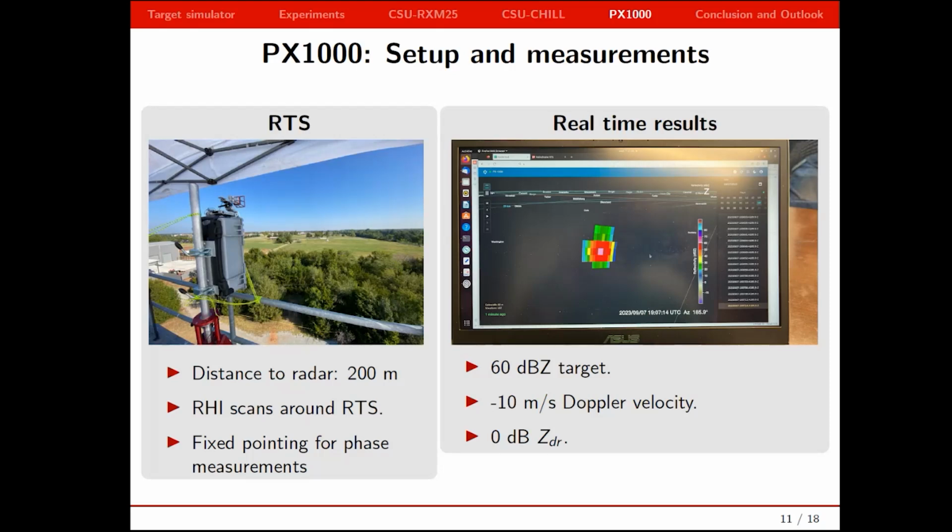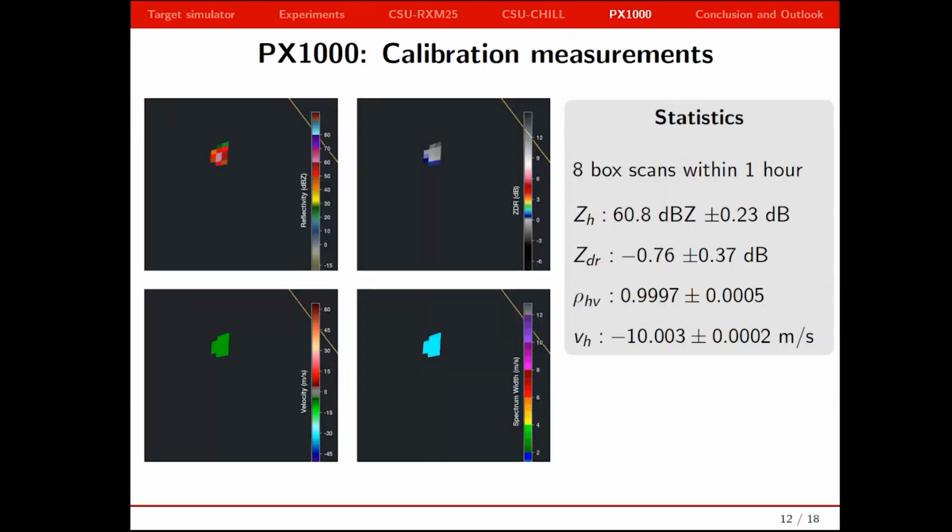And I just did some quick statistics here. You can see the figures. I think agreement with the reflectivity is quite good. It's a bit worse with the differential reflectivity, and for rho HV and velocity it is quite accurate. But what you can also see is that the standard deviation is higher than for the CHILL radar, and there are various reasons for this. I think one reason is that there were some problems with the pointing of the antenna in Oklahoma.